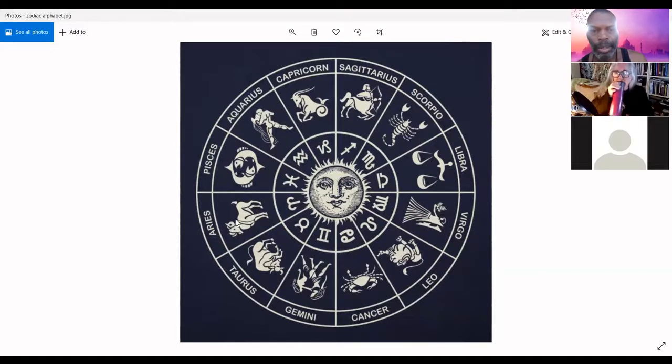Aquarius. To our left, Aries, Taurus, Gemini. To our right, Sagittarius, Scorpio, Libra. And Pisces, finally, we got it all the way through. To our left, Taurus, Gemini, and Cancer. To our right, Capricorn, Sagittarius, and Scorpio.